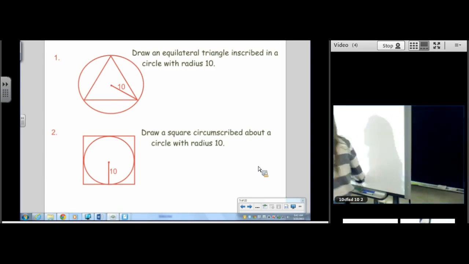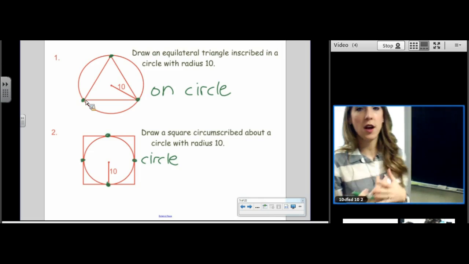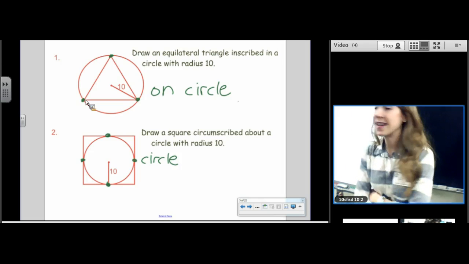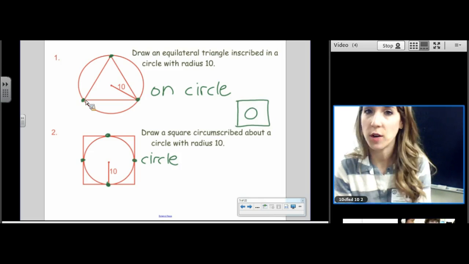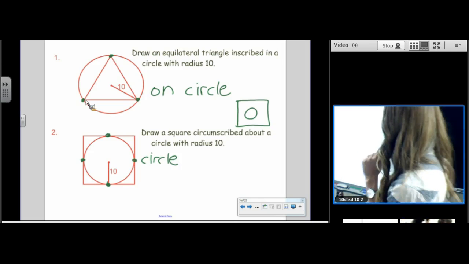Notice how the vertices of the triangle are all three on the circle. And here, notice how the circle is touching the square all four times. Touches it, touches it, touches it, touches it. So you can't just draw a circle inside a square. That's not inscribed. That's not circumscribed. They have to be touching. They have to be tangent, which we'll talk about in a different unit.